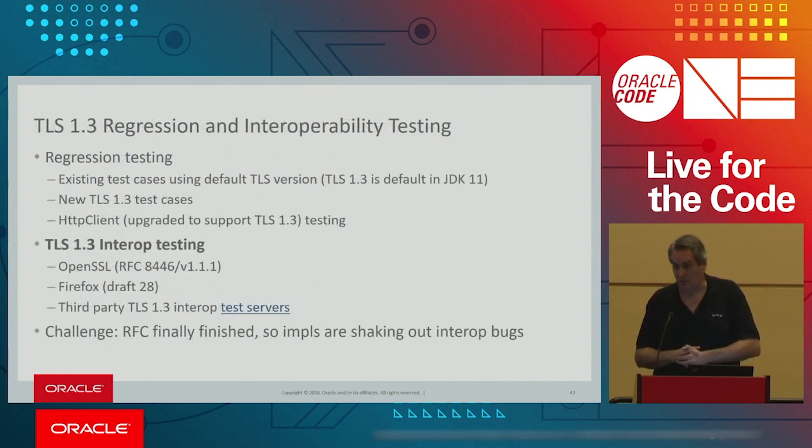Now, TLS 1.3 regression and interoperability testing. Well, everyone is still finishing up their RFC implementations, so we're finding things as they are evolving. We are doing regression testing against our own stuff, of course. So we have some new TLS 1.3 test cases. Everything seems to be working on the default side. The HTTP client is using 1.3 by default. And then, of course, we're doing the interop testing as we're able to, with things like OpenSSL, Firefox, all the big guys.